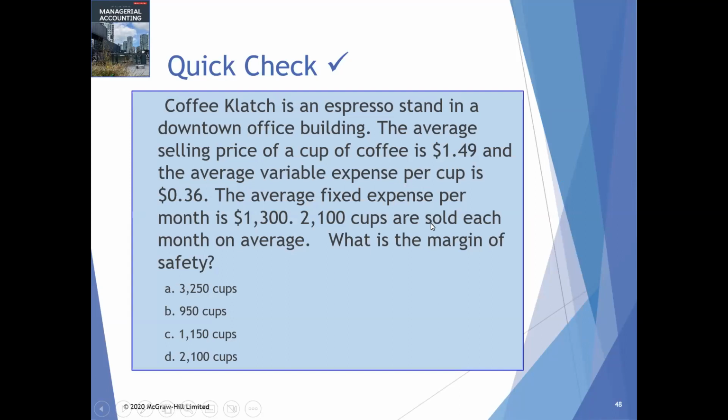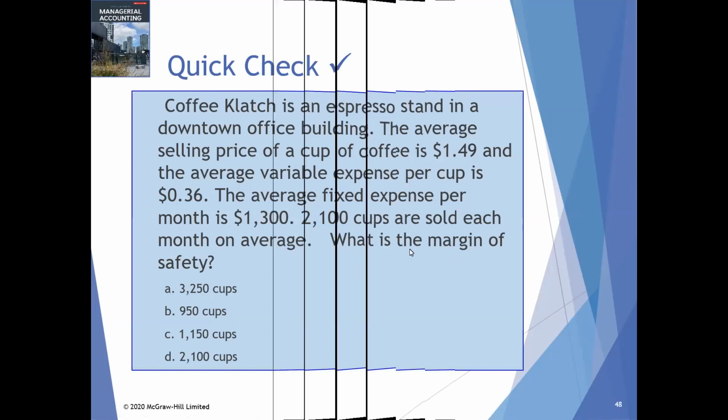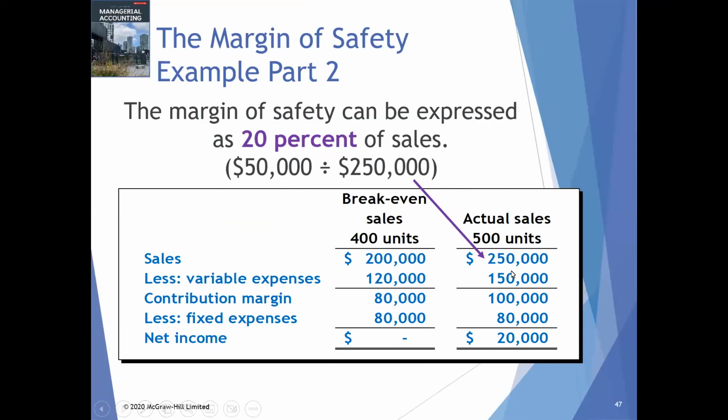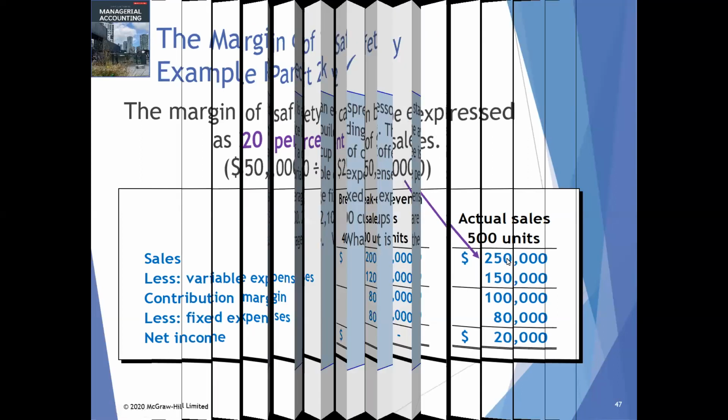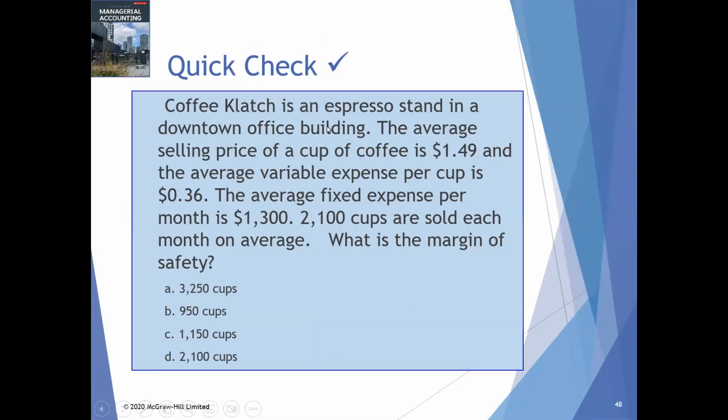Now we need to calculate the margin of safety. We know that the margin of safety is the difference between the sales: this amount minus this amount, divided by this amount. This is known as the margin of safety. Now exactly the same information is available, but you need to calculate what the margin of safety is. You have the formula with you, so you can calculate easily. What is the margin of safety?